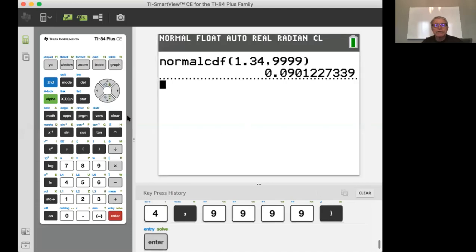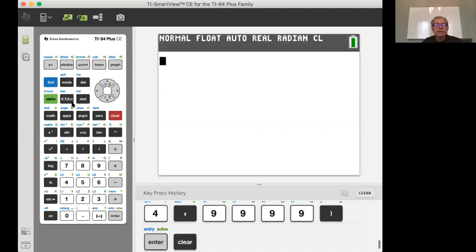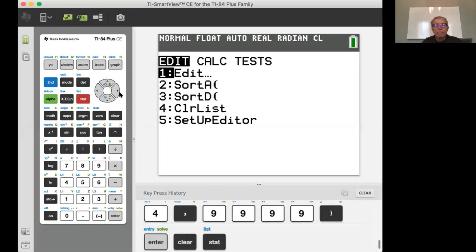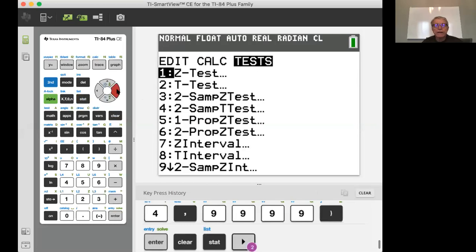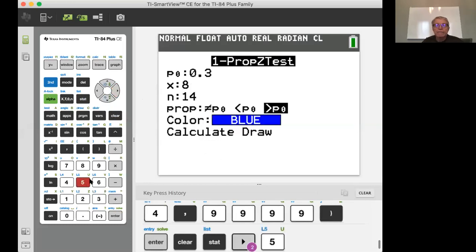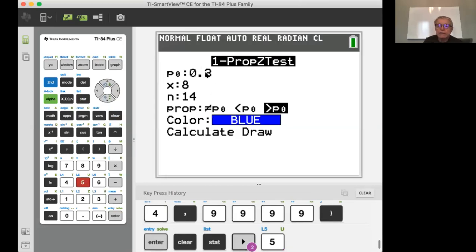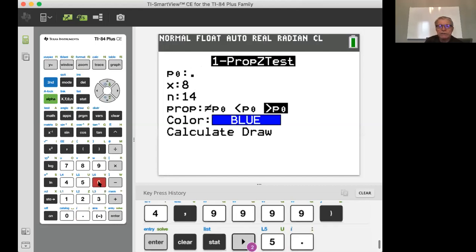Okay, so let me clear this out, and let's go look at where we find the test of proportion, the 1-PropZTest. We hit stat, and we go right arrow over to tests, and the one we're looking for is number 5. So if you just remember test of proportion, it's number 5. We hit number 5, and then we get 1-PropZTest. It wants to know what our assumed value of the proportion is, and it is 0.6. So I'm just going to type 0.6 there.